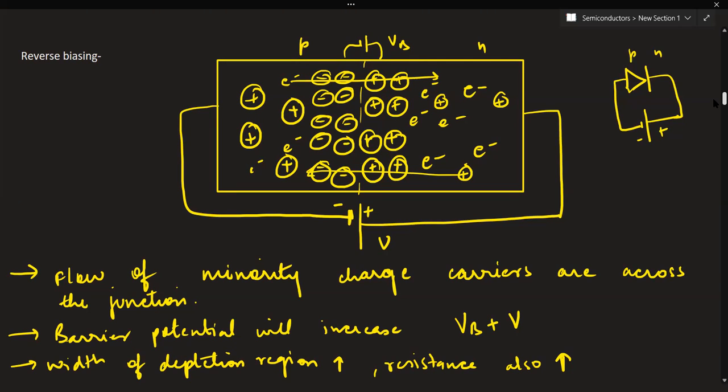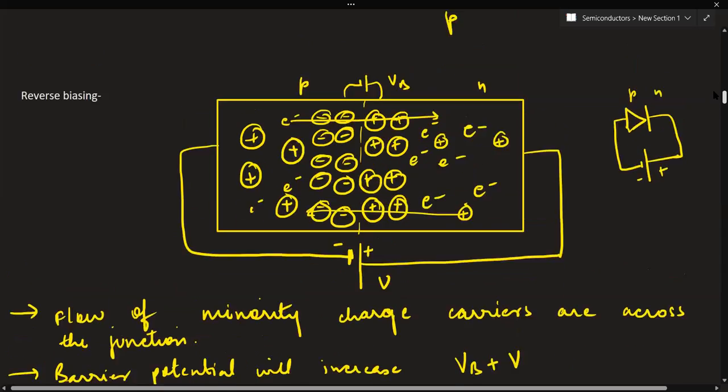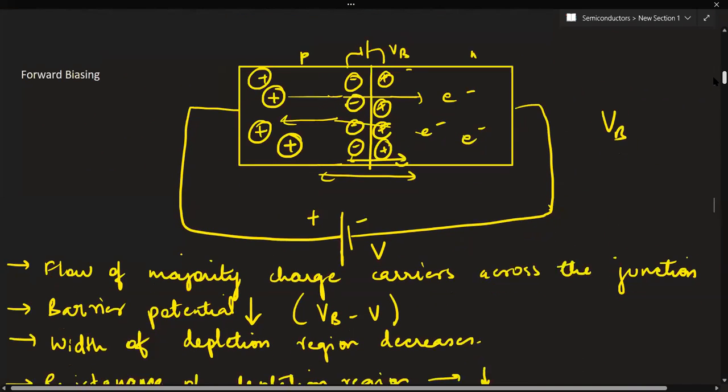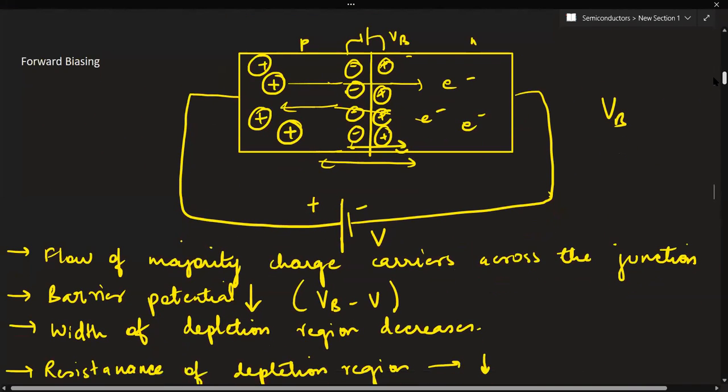Ma'am, could you explain the width of the depletion layer, how it increases or decreases? Okay, let's see. In the case of forward biasing, I explained both of them together in this one, that side might be confusing. See, first let us look only at forward biasing.